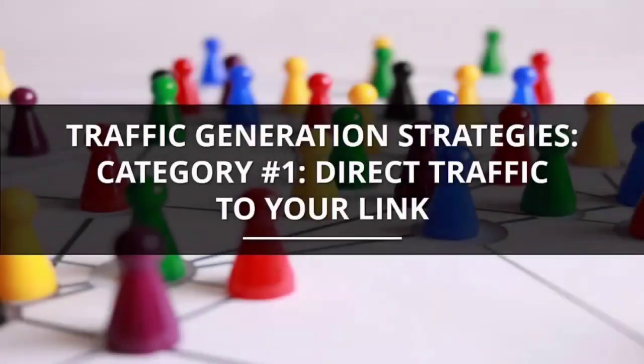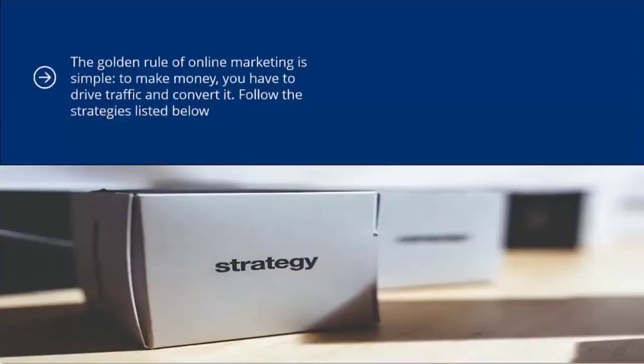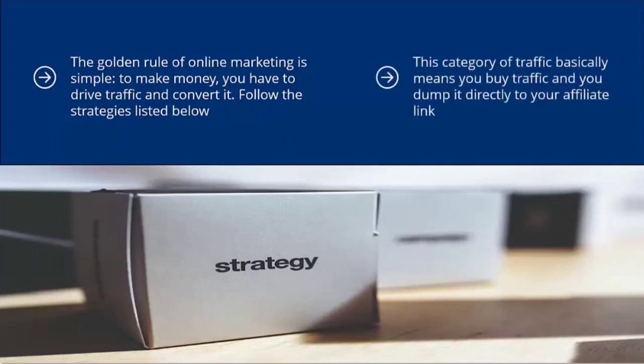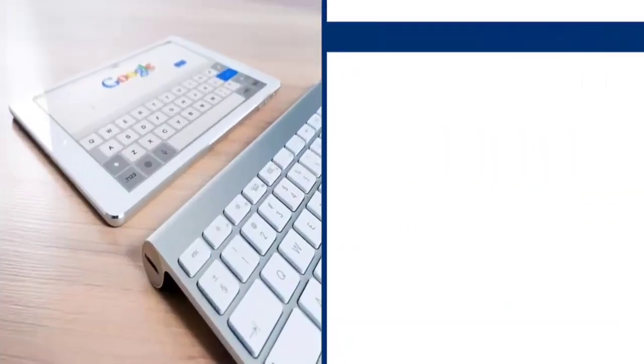Traffic generation strategies. Category number 1: direct traffic to your link. The golden rule of online marketing is simple. To make money, you have to drive traffic and convert it. Follow the strategies listed below. This category of traffic basically means you buy traffic and you dump it directly to your affiliate link. You don't redirect. You don't create content with your affiliate link embedded in the content. Instead, you buy traffic and you pump it directly to your link.